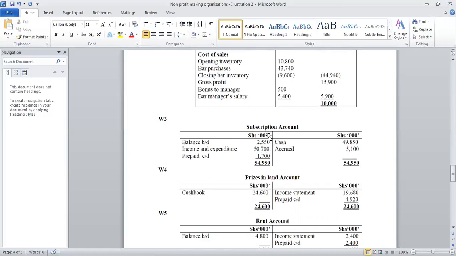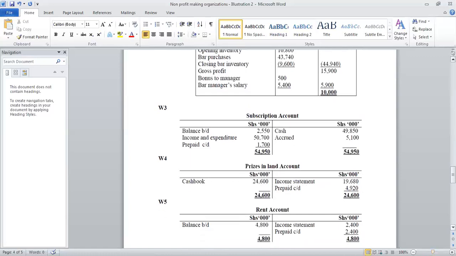Remember, the figures are in thousands here, meaning that any figure that we have here, we are supposed to add 3 zeros to the right so that we can get the correct figure for that particular account. The prizes in hand, this is not cash, but rand, sorry, but in hand. This is what we bought. We bought prizes worth 24,600, but at the end of the financial year, these have not been utilized, meaning that this year we have utilized these prizes only.